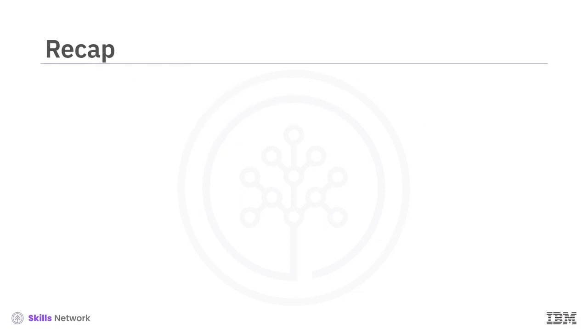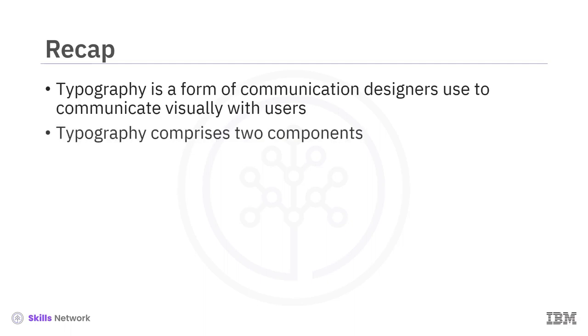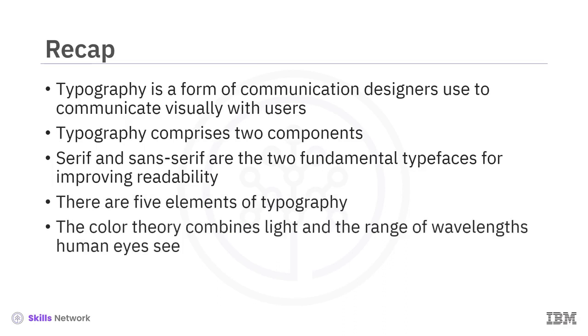In this video, you learned that typography is a form of communication that designers employ to communicate visually with users. Typography comprises 2 components. Serif and sans serif are the 2 fundamental types of typefaces for improving readability. There are 5 elements of typography. The color theory combines light and the range of wavelengths human eyes see.